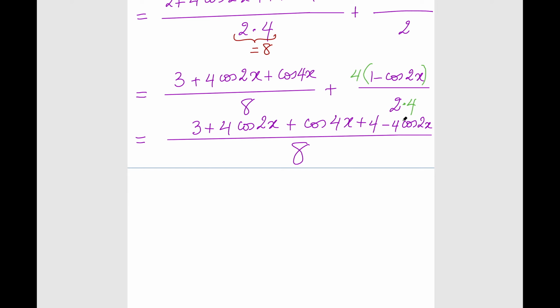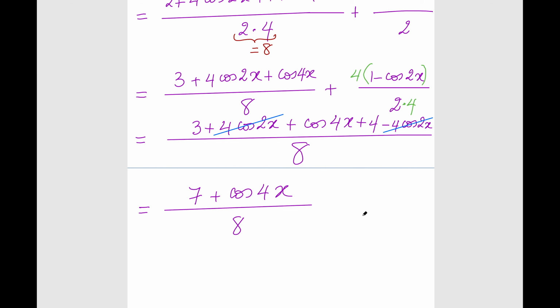Yes. Okay, and now do we have anything that can be simplified? Yes, we have the 3 and the 4, and the 3 plus 4 is 7. How about cosine 2x? Do you see they cancel each other, right? Plus 4 cosine 2x minus 4 cosine 2x, they're gone. And then I have plus cosine of 4x. Agreed? So we get this. Make sense?